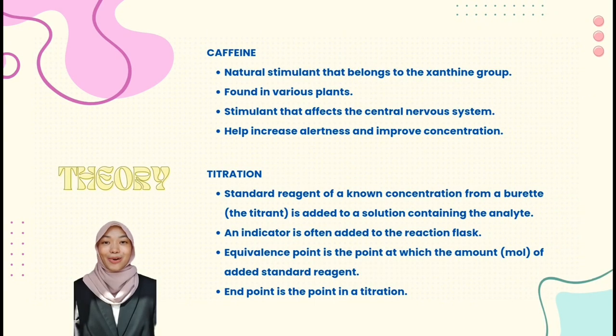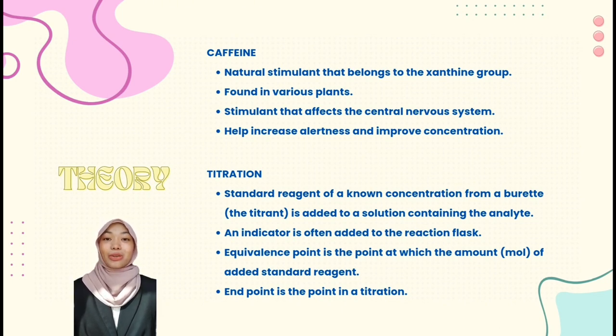For my part, I'm going to present about theory of caffeine and titration. Caffeine is a natural stimulant that belongs to the xanthine group of compounds. It is found in various plants including coffee beans, tea leaf, and cacao pods. Caffeine is a stimulant that affects the central nervous system by blocking the action of endorphin, a neurotransmitter that promotes sleep and suppresses arousal. This means that it can help increase alertness and improve concentration.